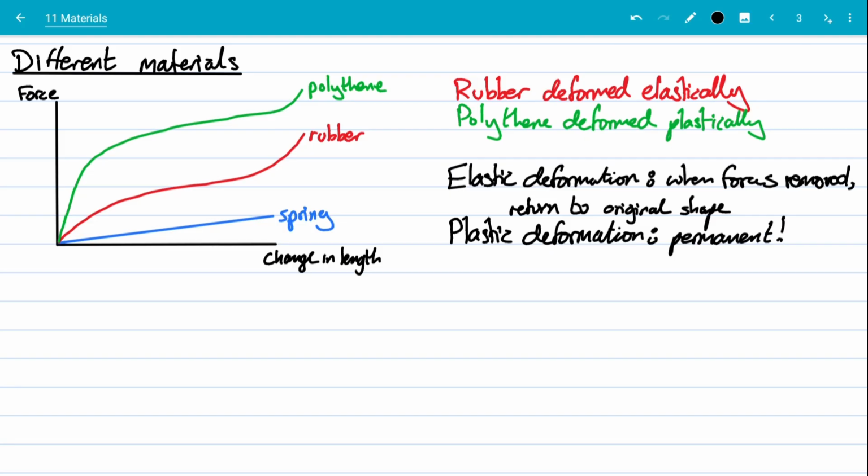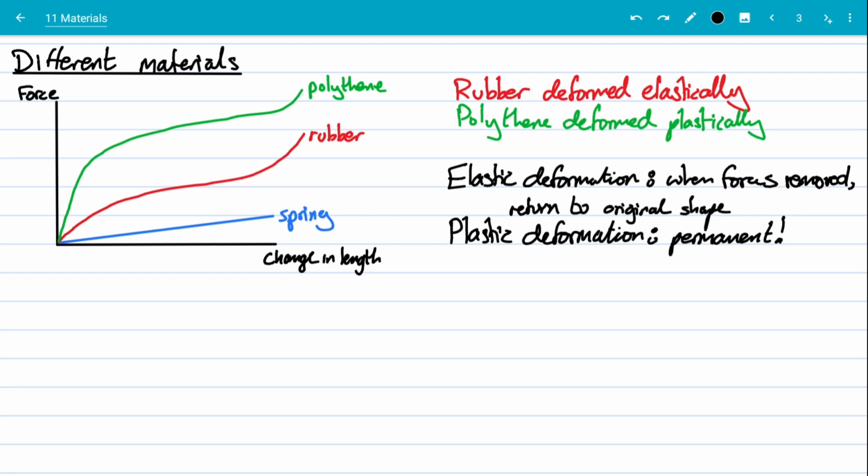It's permanent. We remove the forces, but it doesn't return to its original shape. And you've probably all seen this with a rubber band. You stretch it, you release it, and it goes back to its original shape. But a plastic carrier bag, you put your shopping in it, you get back home, and all the handles are stretched. They don't go back to the original shape. They're stretched permanently. Now, you'll get some elastic deformation down here for polythene, but then you end up with plastic deformation over there. So these are the sorts of things you'd expect to see.